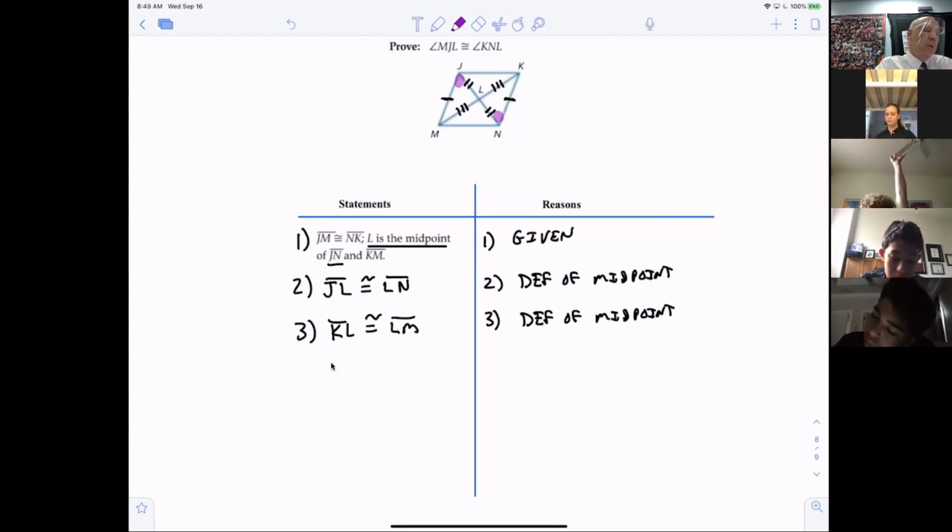Now, in order to say side, side, side, you're proving, you'd have to say that the triangles are congruent. You'd have to say the triangles are congruent. All right, Mr. Valenti, help me or help him.